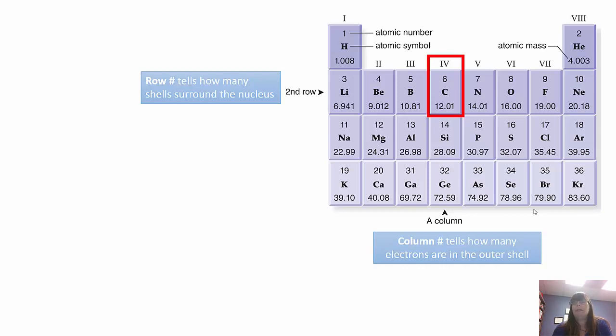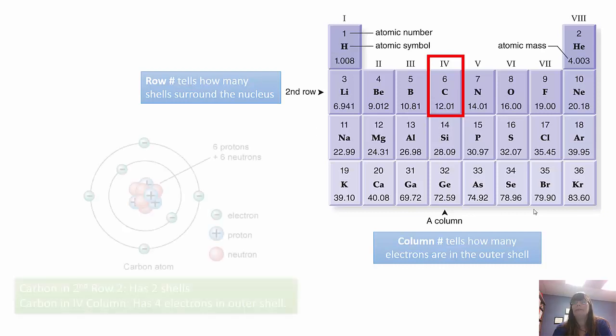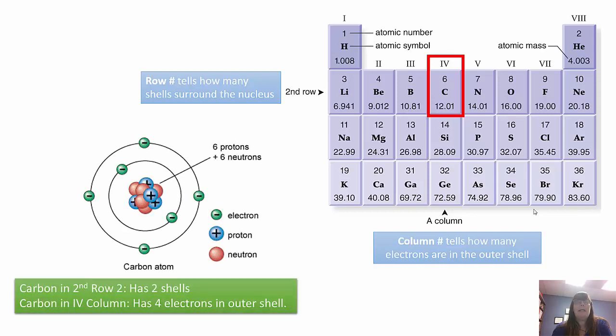The column number tells you how many electrons are in the outer shell. So you have 1, 2, 3, 4, 5, 6, 7, 8. 8 being the noble gases, so that's why they do not react with anything else. Their outer shell is full. So there's your carbon again. So carbon is in the second row, has 2 shells. It is in column 4, so it has 4 electrons in the outer shell.